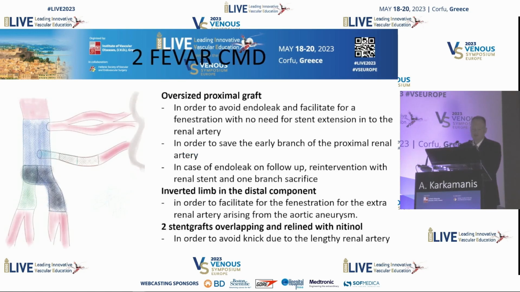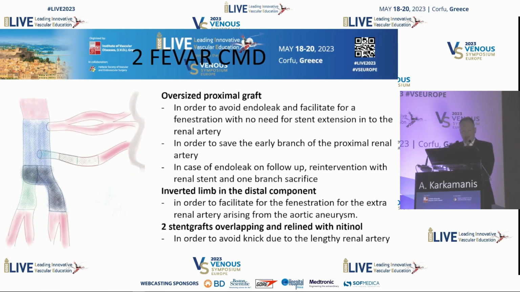The design we came up with is depicted on the left side. We opted for an oversized proximal graft because we were half confident we would have a good wall apposition, making it maybe unnecessary to stent the cranial renal artery, although we were prepared to do that. So we even discussed with the patient that there was a high risk of reintervention in case we would have an endoleak on the follow-up.